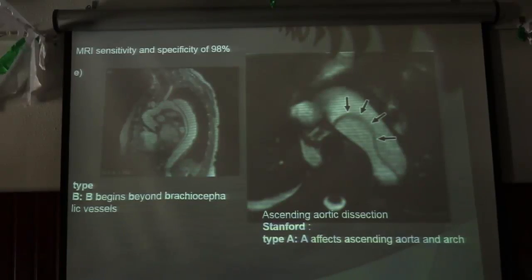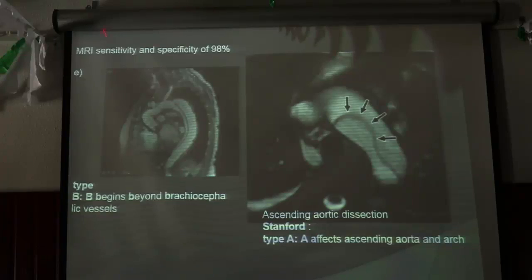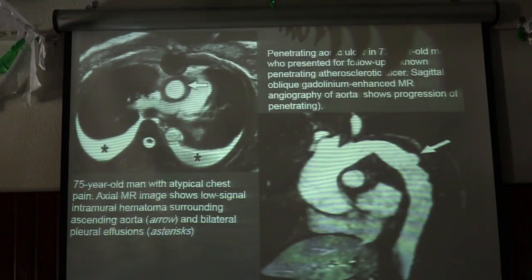MRI is used in cases of aortic syndrome, and it has a sensitivity and specificity of 98% for evaluation of aortic dissection. See how the intimal flap is clearly visualized. So MRI plays a major role. It will show the dissection, the extent of the dissection, and the state of the branches of the aorta. And also it will show complications.